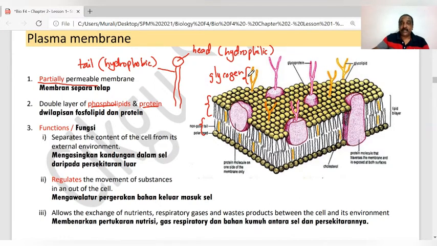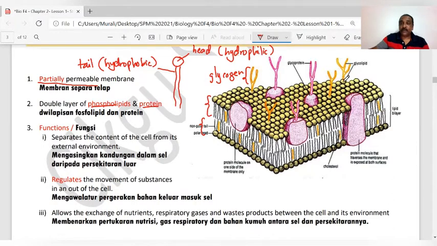When the glycogen is attached to phospholipid, we call it glycolipid. When the glycogen is attached to protein, we call it glycoprotein. I repeat again: glycogen attached to lipid, glycolipid; glycogen attached to protein, glycoprotein. So all these are glycoproteins, and all these are glycolipids. They have different functions.